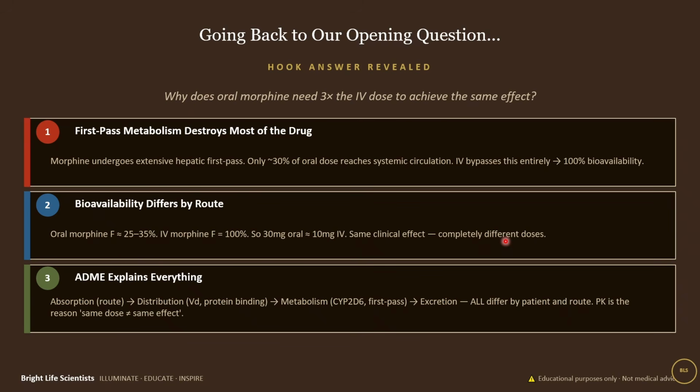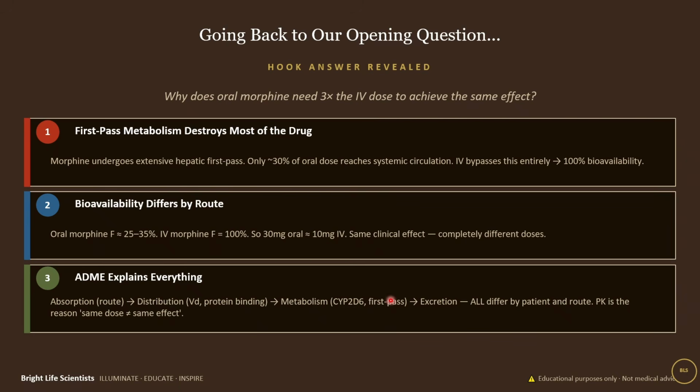Then also we have ADME, which explains everything. Absorption, the given route; distribution, the volume of distribution and protein binding capacity; and then metabolism, CYP2D6 and first-pass.